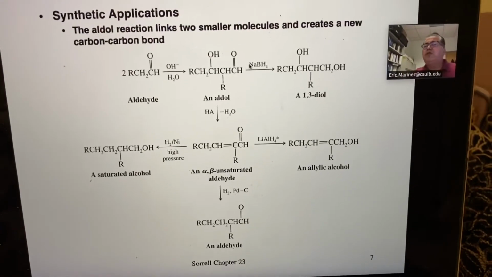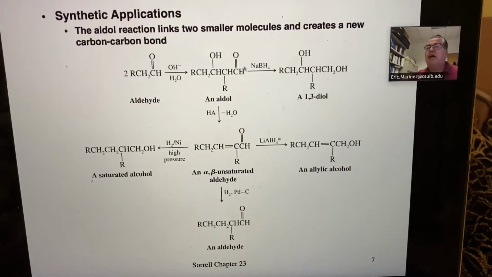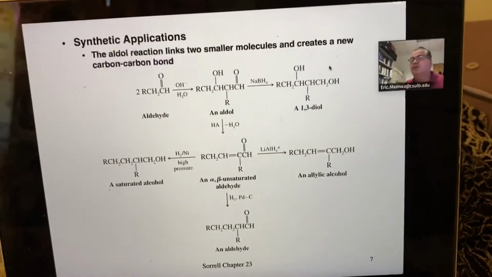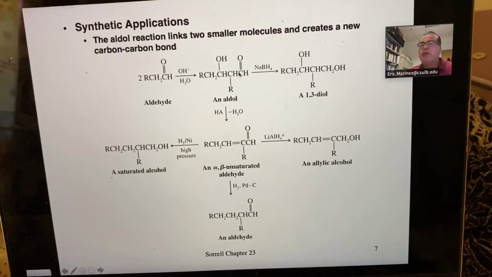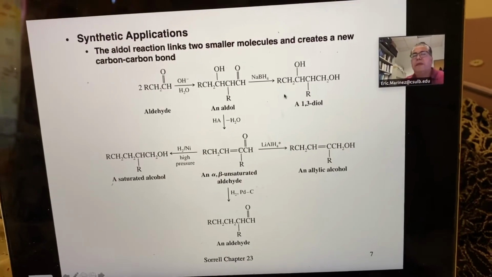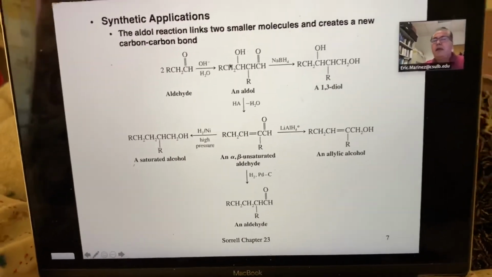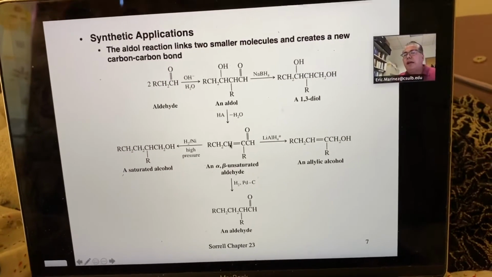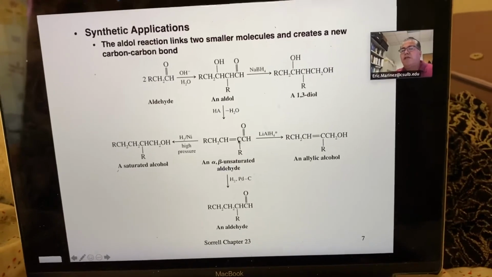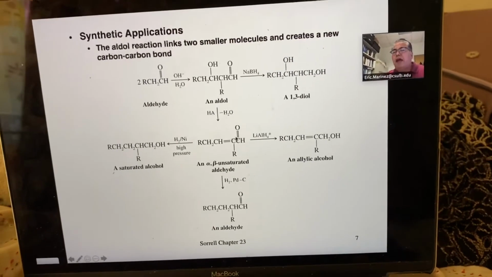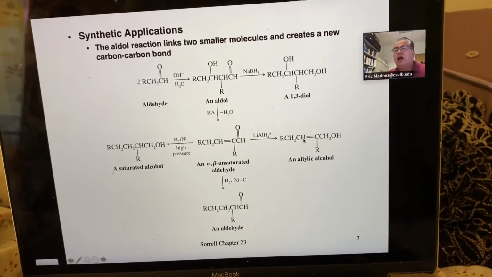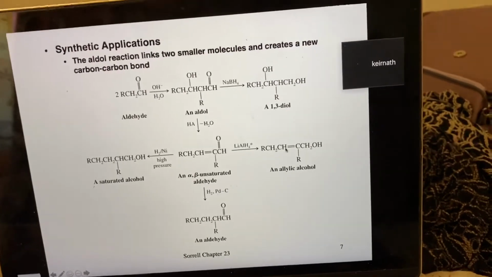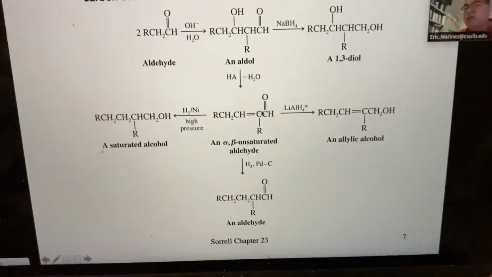If I treat this with sodium borohydride, I can reduce the aldehyde to the primary alcohol. This would be a 1,3-diol system. So if I ever wanted to synthesize a 1,3-diol, this would be an effective route. Okay. If I somehow dehydrate this by limiting water here, I form an alpha-beta unsaturated system. If I treat this system with lithium aluminum hydride, I also make an allylic alcohol. Okay. So I have a double bond here, and then if I reduce this aldehyde, I make a primary alcohol.